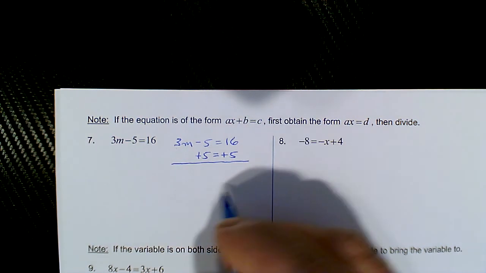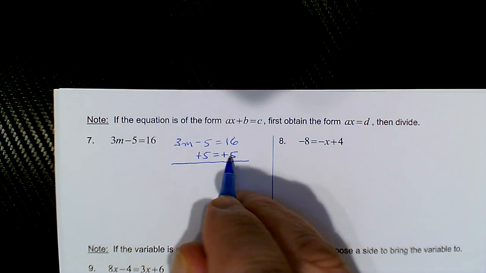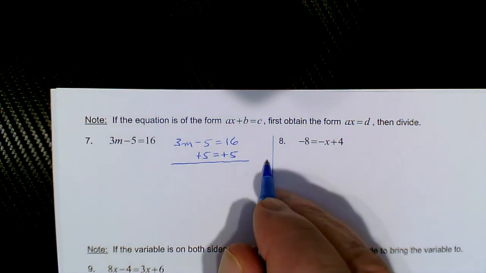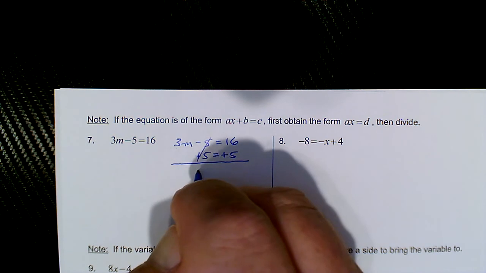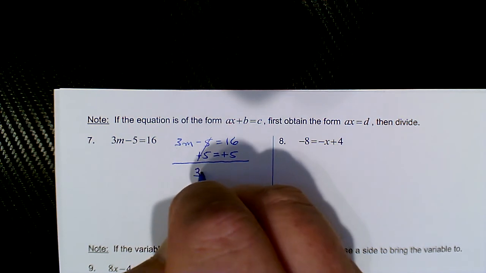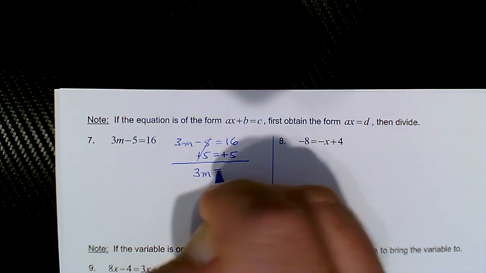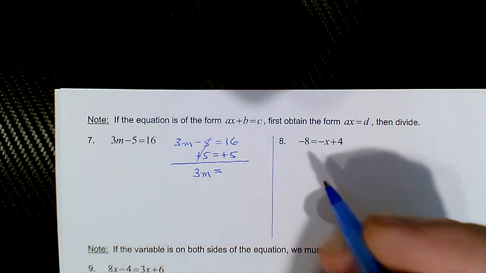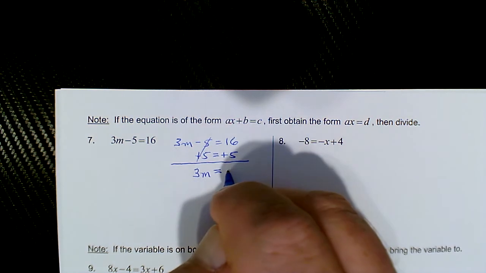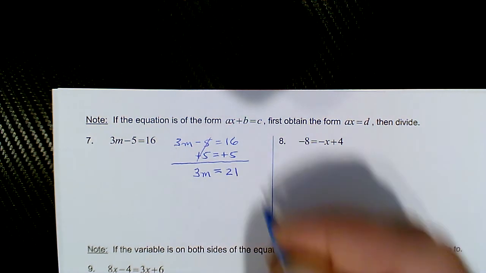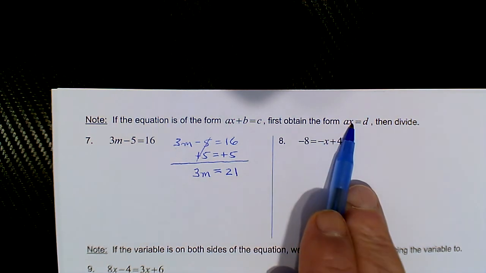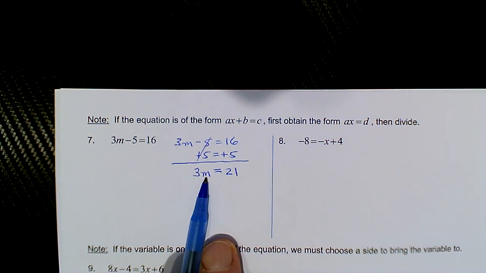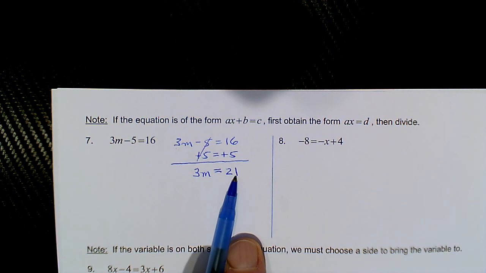And remember the structure, you want to add 5 to both sides, line up the equals, draw a nice addition bar. The 5's go away, the 3m's brought down, we don't need to write a plus 0. Just tuck that 3m right next to the equals, line up the equals and bring them down. Do the arithmetic, 16 plus 5 is 21. So that's step 1. Notice now it has the form of ax equaling d, where the variable is on one side and the number's on the other, and it's just a simple division.